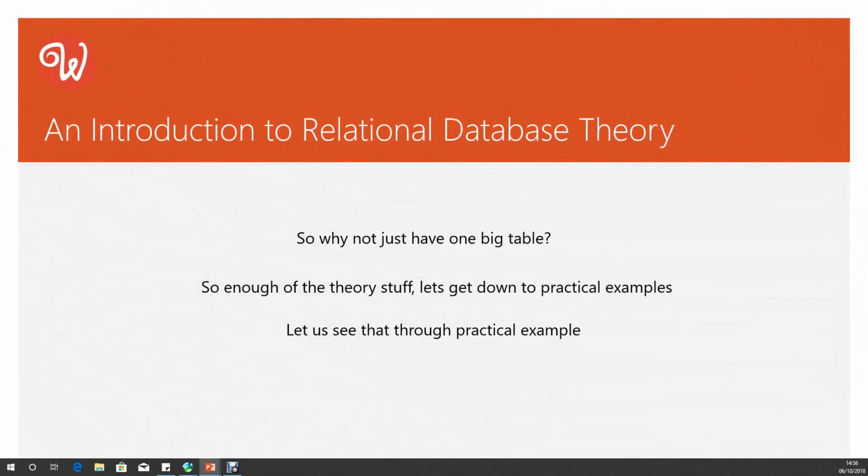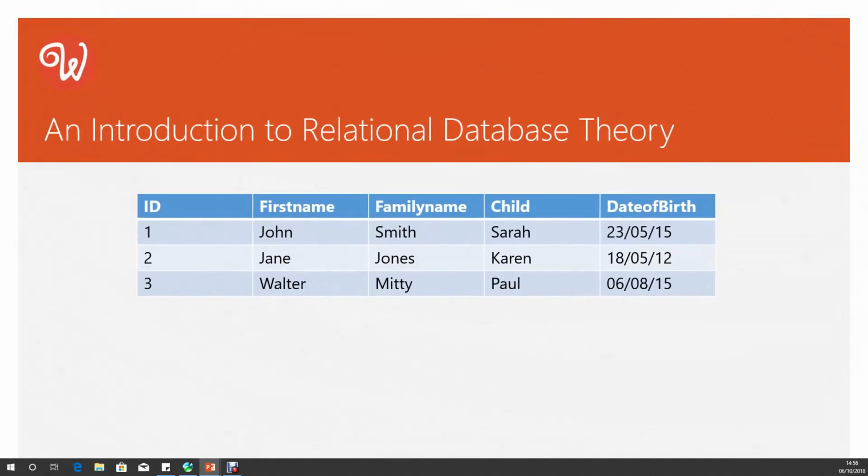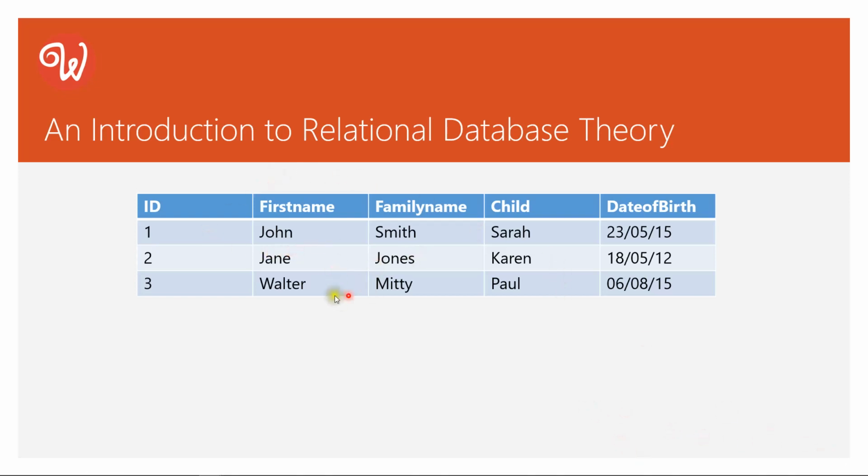So why not just have one big table? Enough of the theory, let's look at the practical examples and see why we use relational databases. Let's start with a fairly basic example. We have a table with 3 people in. These are 3 parents, John Smith, Jane Jones, and Walter Mitty. And each one of those has a child, in this case Sarah, Karen, and Paul.